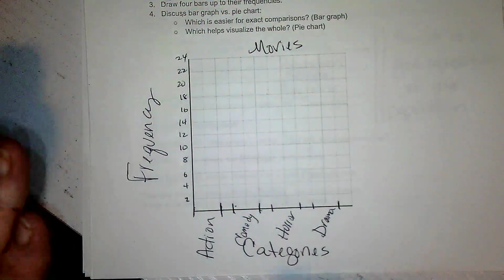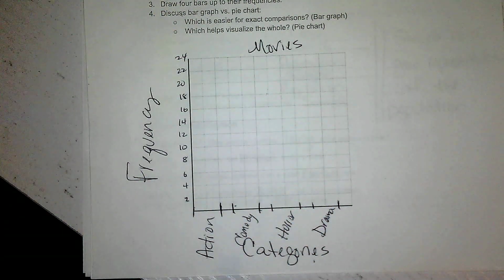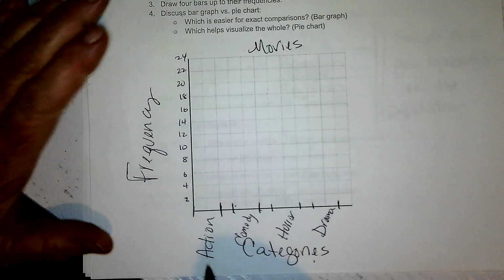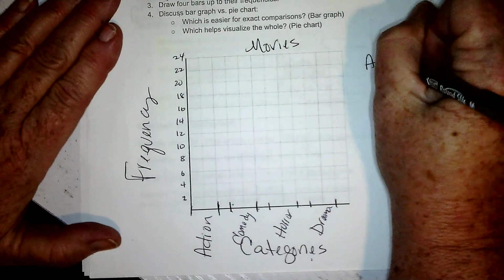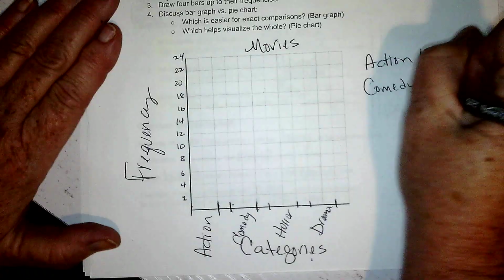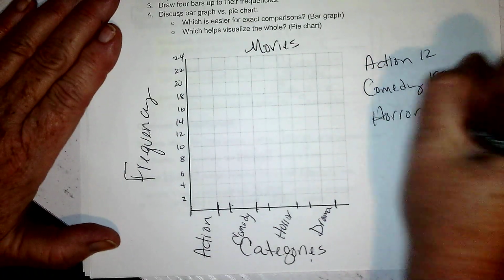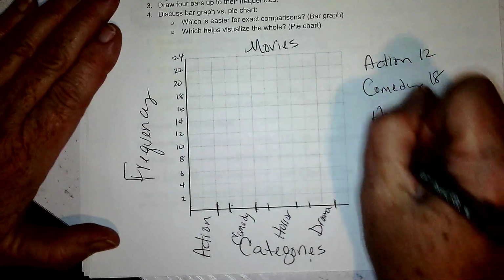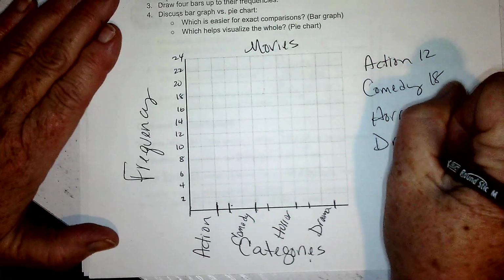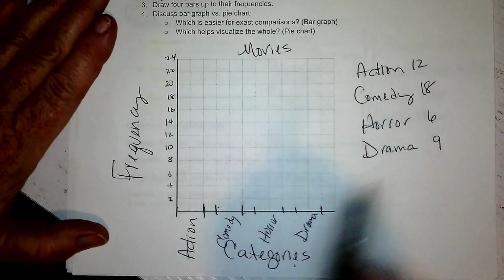I need to label my axis. I've labeled my categories for my X. I've labeled frequency for my Y value. And now I just need to know what each is. Action is 12. Comedy is 18. Horror, this is the frequencies that I have from my frequency table, is 6. And drama is 9. So I'm going to represent these on my bar graph.